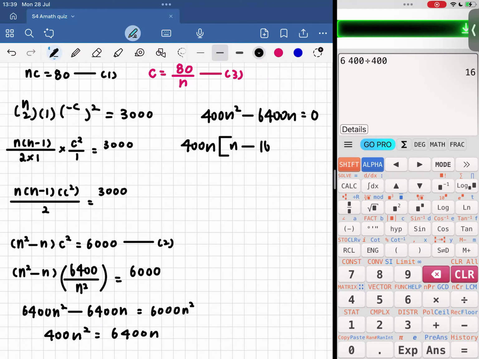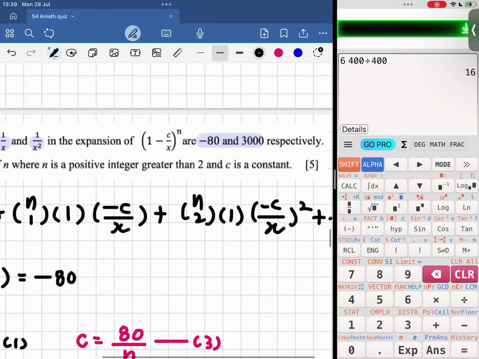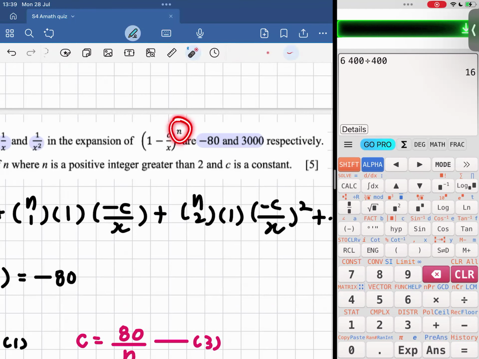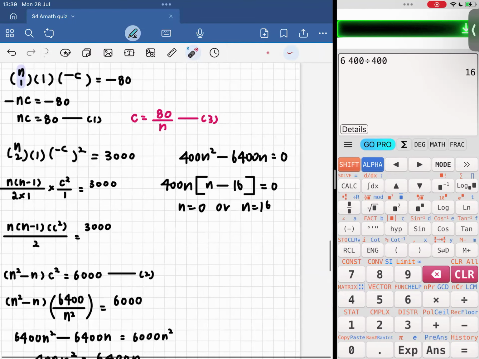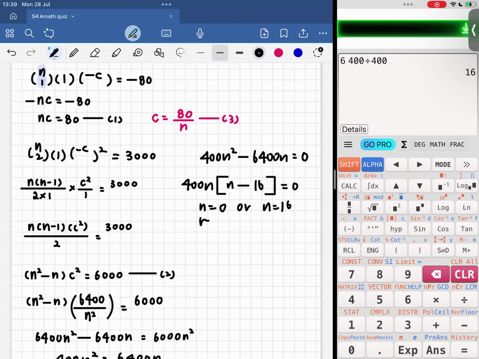Yeah, correct. So like that. Okay, so from here you will be able to get n equals 0 or n equals 16. I don't think n equals 0, right? Because if it's 0, then what kind of binomial is this? You can't expand already. So I'll reject n equals 0. I'll get n equals 16, one of them, right?